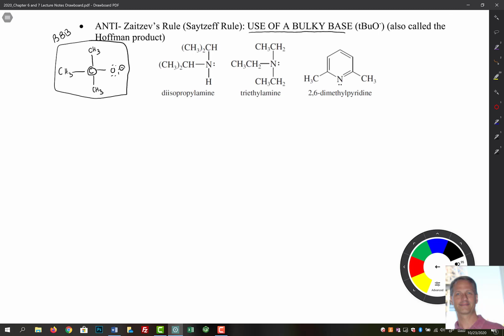So diisopropylamine, right? You have triethylamine, 2,6-dimethylpyridine, another one. There's other bases out there also, but these are the most common, and the t-butoxide is probably the most popular of the group of 4 here.